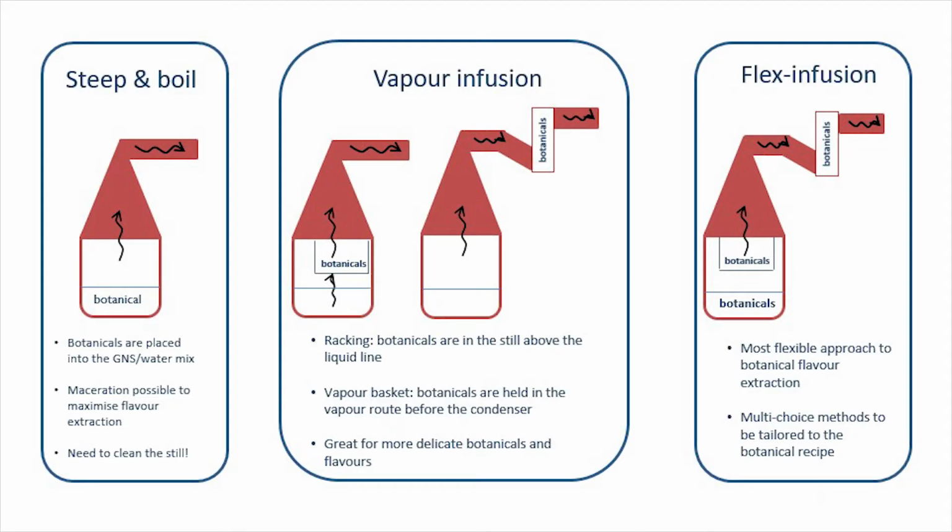So the final point is where your botanicals go into your still. Again, three different ways. You've got steep and boil, where they sit in the liquid and you heat them up. Vapour infusion, which I've sort of divided up into two different types. So you've got racking, where the baskets sit above the liquid line, but they're still in the body of the still. Or botanicals, and this is what we have at Laverstoke, where they sit halfway down the line arm. So they're nowhere near the still, they're nowhere near the heating element or the liquid.